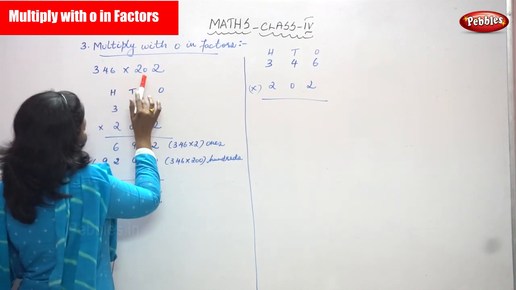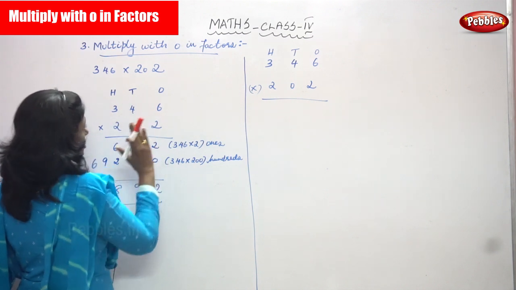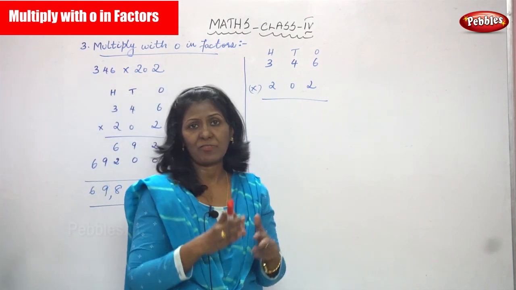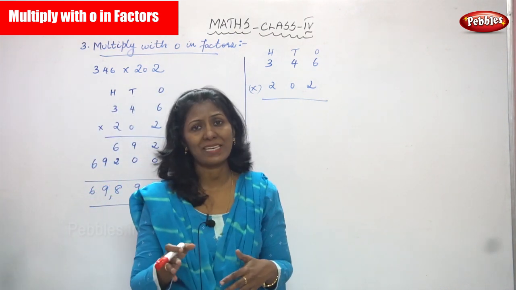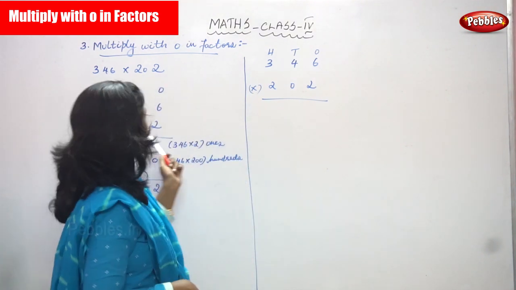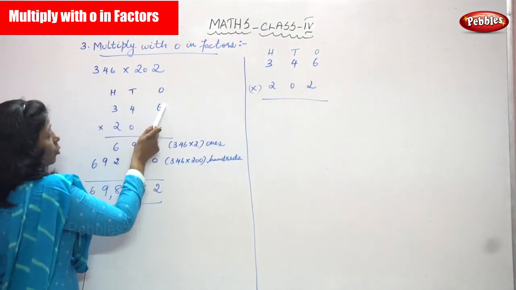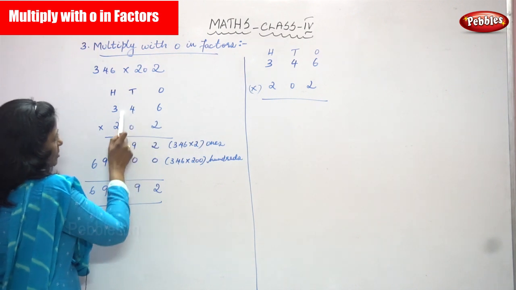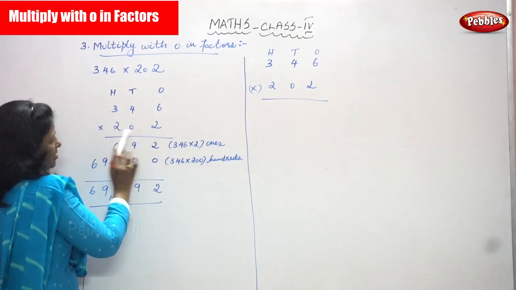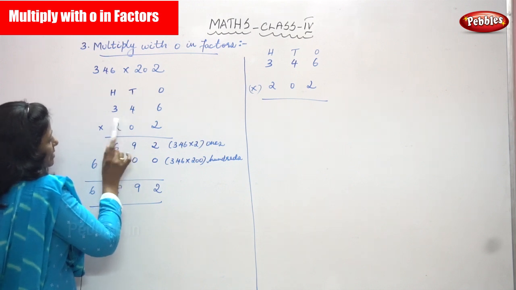So 346 into 202. Before you start the multiplication, first you have to write the place values, that is ones, tens and 100, as it is. Then you write the numbers according to the place value. So I have written already. Look at this, 346: 6 in the ones place, 4 in the tens place and 3 in the 100 place. Next, 202, you must write the same: 2 in the ones place, 0 in the tens place and 2 again in the 100 place.